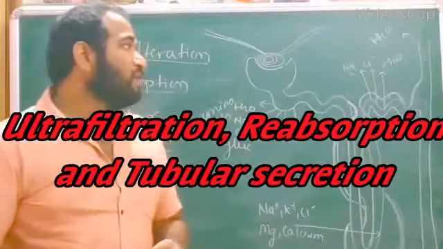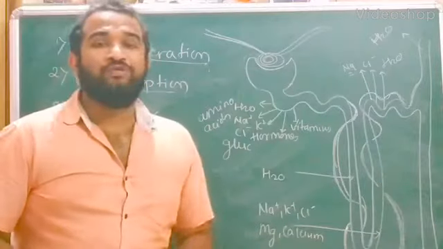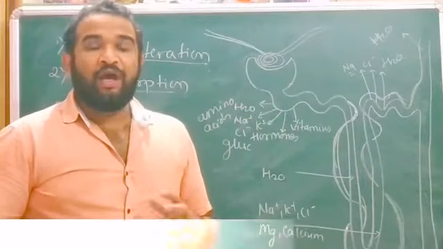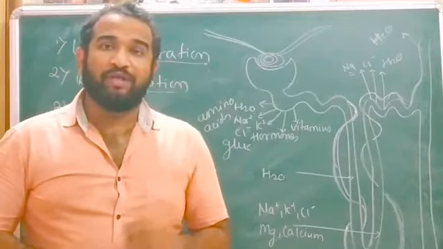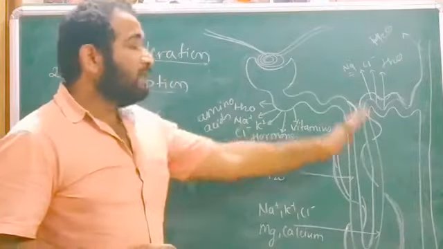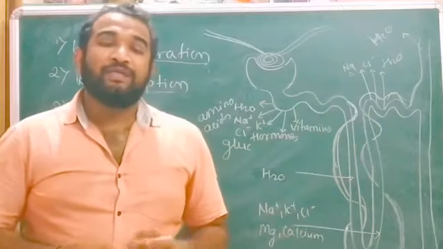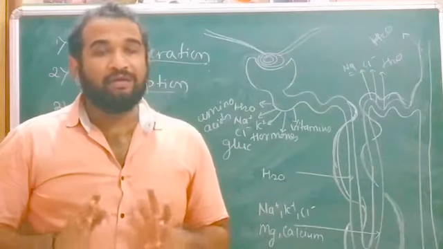In this video lecture, we will see how urine formation takes place. The structure that is involved in urine formation is the nephron. Inside one single kidney there are around 10 lakh nephrons.